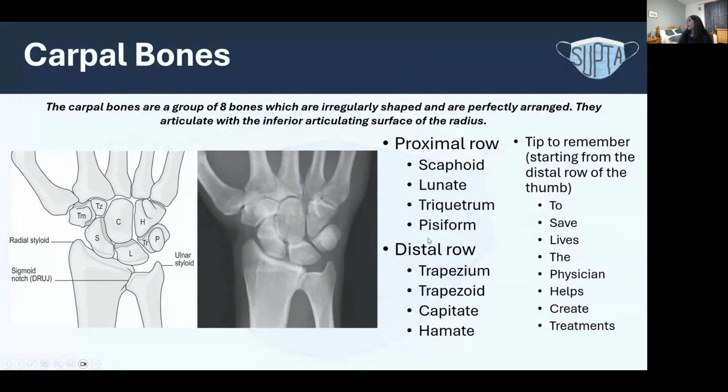Okay, and a tip that I use, everybody uses mnemonics. There are so many mnemonics out there to remember the carpal bones. The one that I use is "To save lives, the physician helps create treatments." So I'm starting with trapezium and I'm ending with trapezoid. Okay, but there are honestly so many mnemonics out there. You can use whichever works for you.